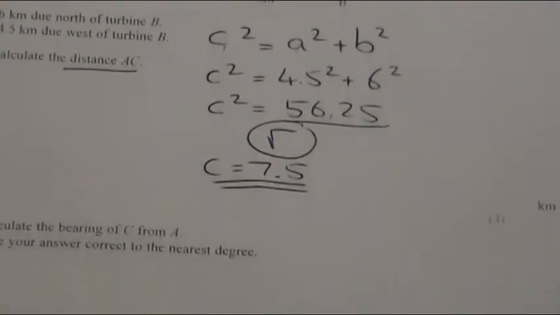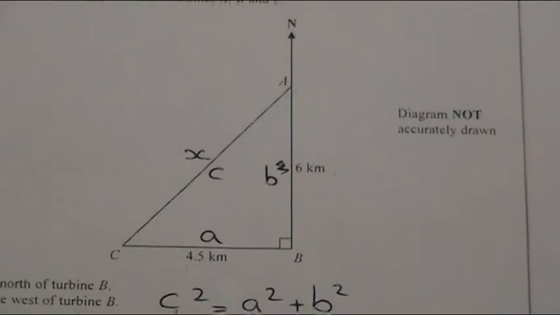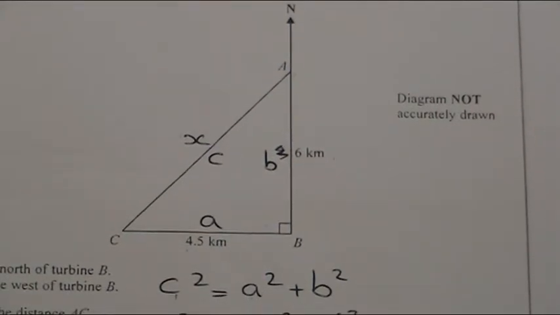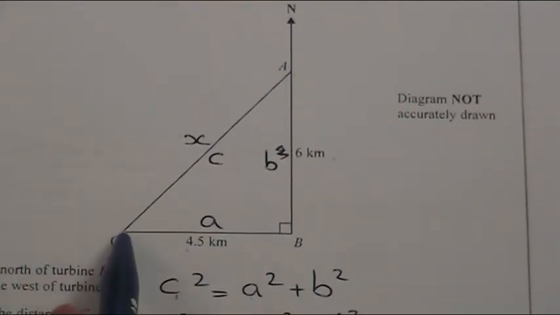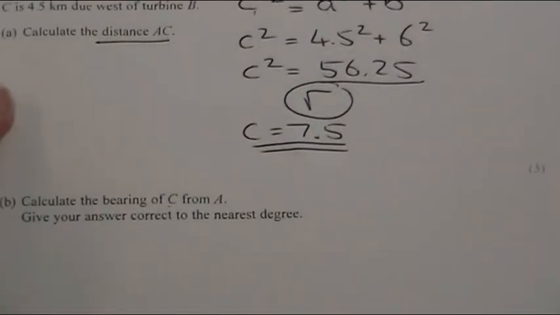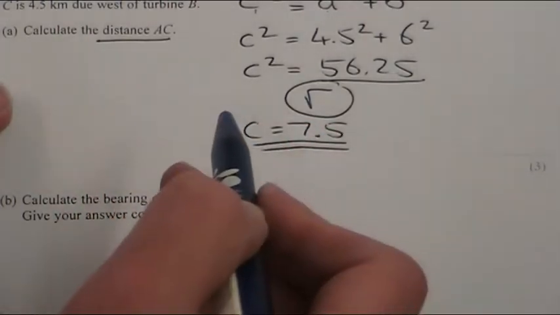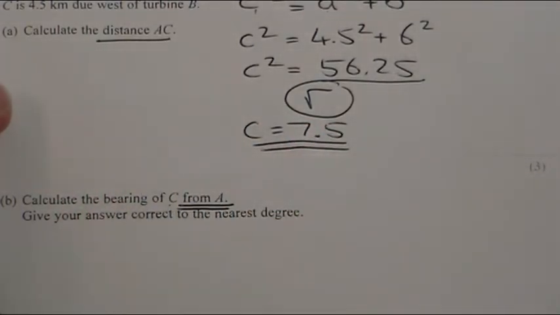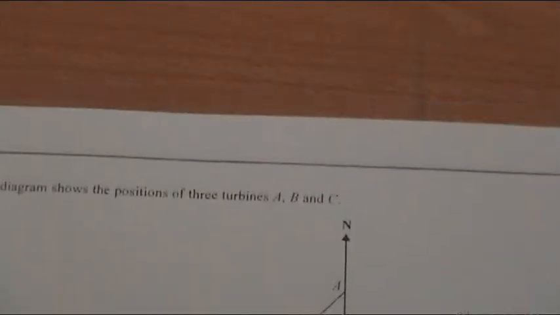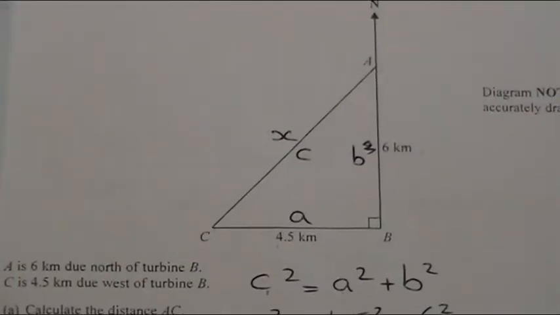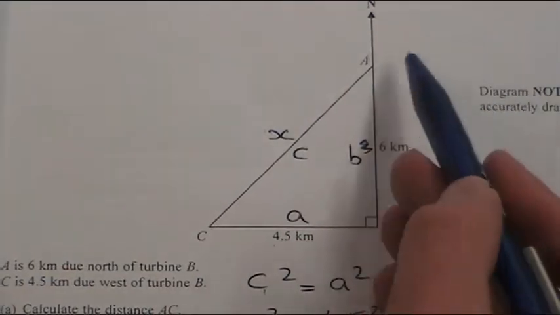15 part B, we're asked to calculate the bearing. And that bearing is of C, so of this point, from A. Now, I'll just show you that down here. You're always looking for where it's going from, and that is where you're starting from, and you're going to C. So, from A to C.